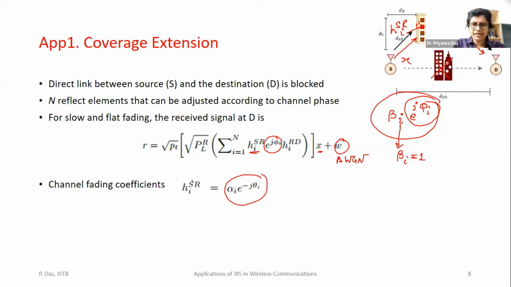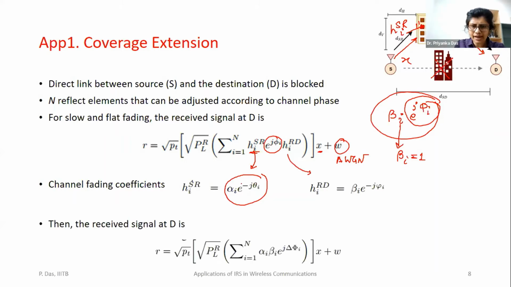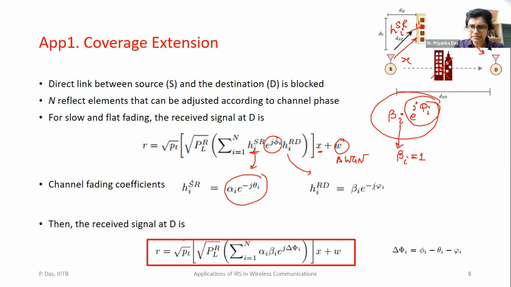Now the channel fading coefficients: there is a phi already sitting up here. HISR is alpha I into e to the power minus j theta I. I can write this in the form of amplitude and phase. Similarly, HIRD I can write in this form. Putting together, you can write it in terms of amplitude and the phase term: alpha I, beta I, e to the power j phi I minus theta I plus psi I. You can see this.